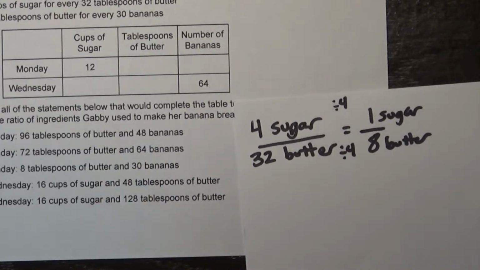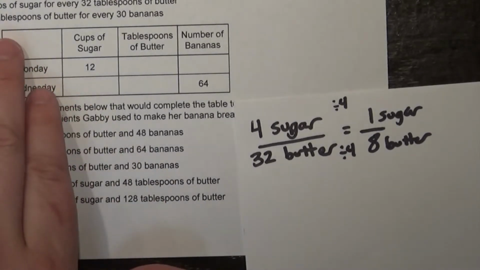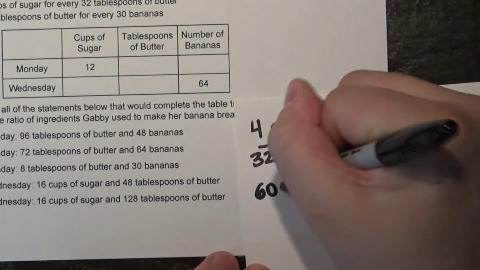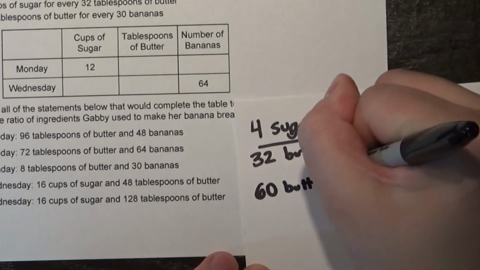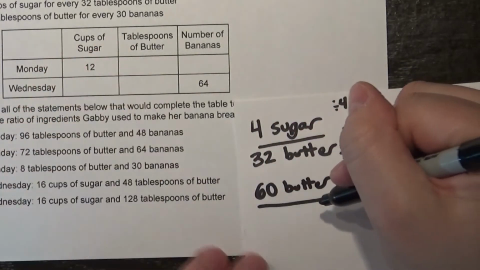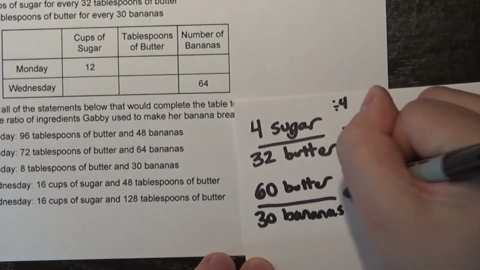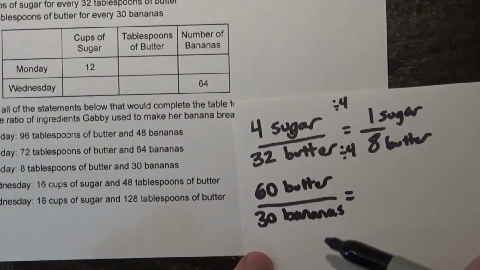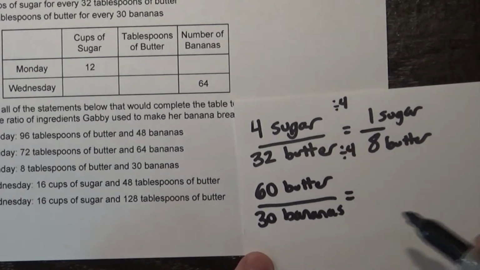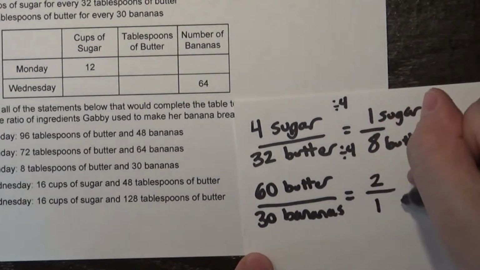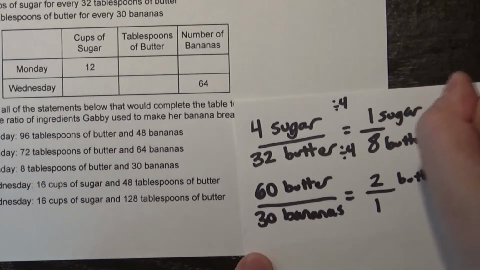That one was 60 tablespoons of butter and 30 bananas. Again, create an equivalent ratio. Hopefully we're seeing 30 goes into both of these. So 30 goes into 60 twice, that's 2. 30 goes into 30 once, that's 1. So I have a 2-to-1 ratio of butter to bananas. And hopefully my handwriting is showing up well enough for you. To me it looks very blurry, but hopefully it's coming out okay.